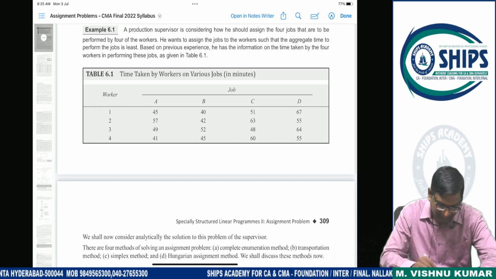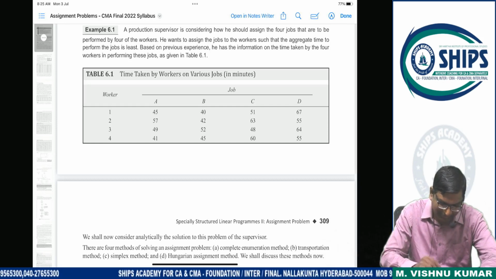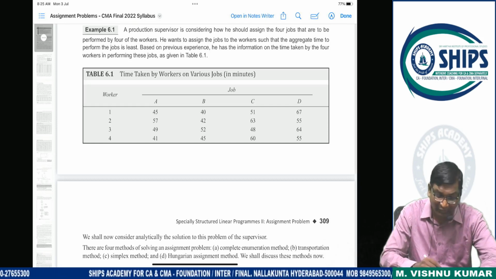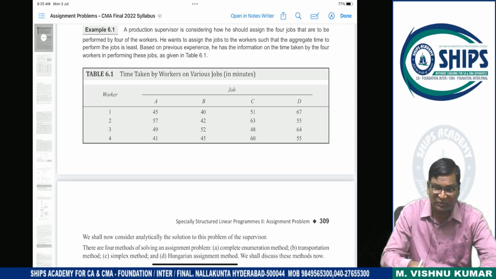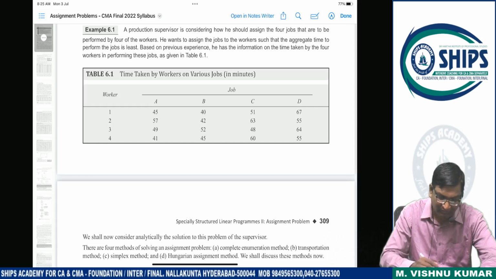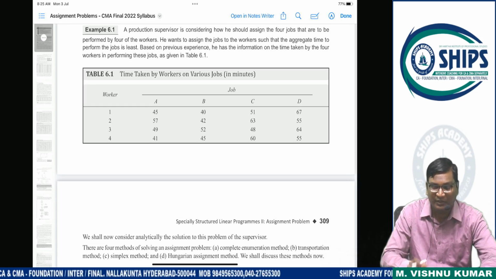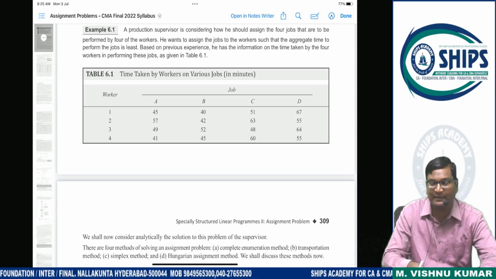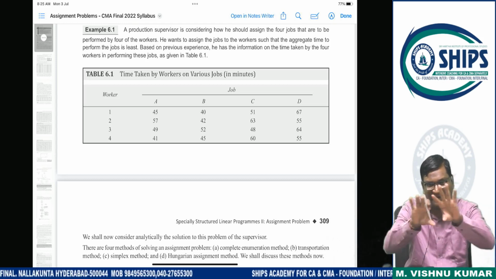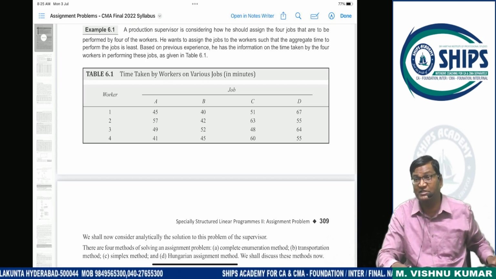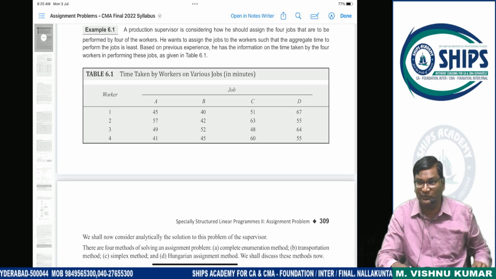So actually, if you give job B to worker 2, he will take 42 minutes, but this job is already given to the first worker. So again you cannot give this job to the second worker, right? Right now it is not possible, because in assignment the rule is what? One job will be given to one worker only. Two jobs cannot be given to one worker, and two workers cannot do one job. So 1:1 ratio. The rule of thumb in assignment is 1:1 ratio.